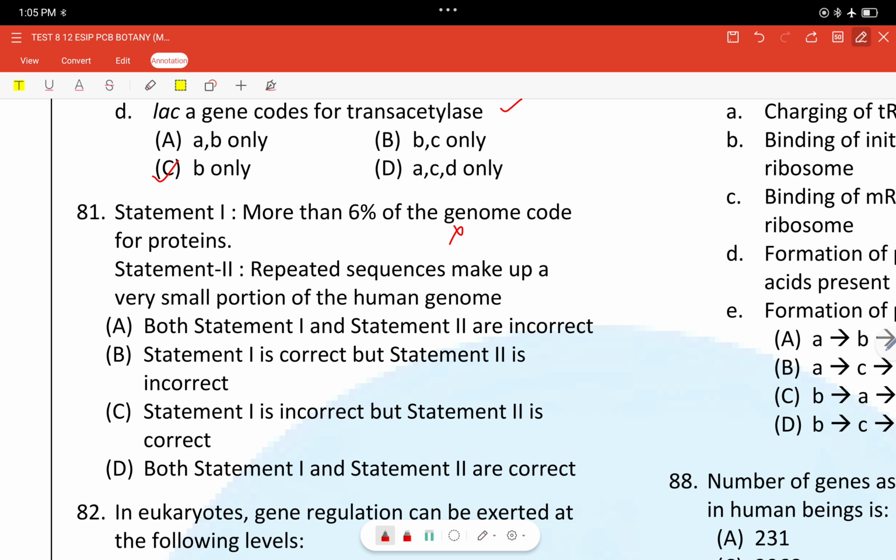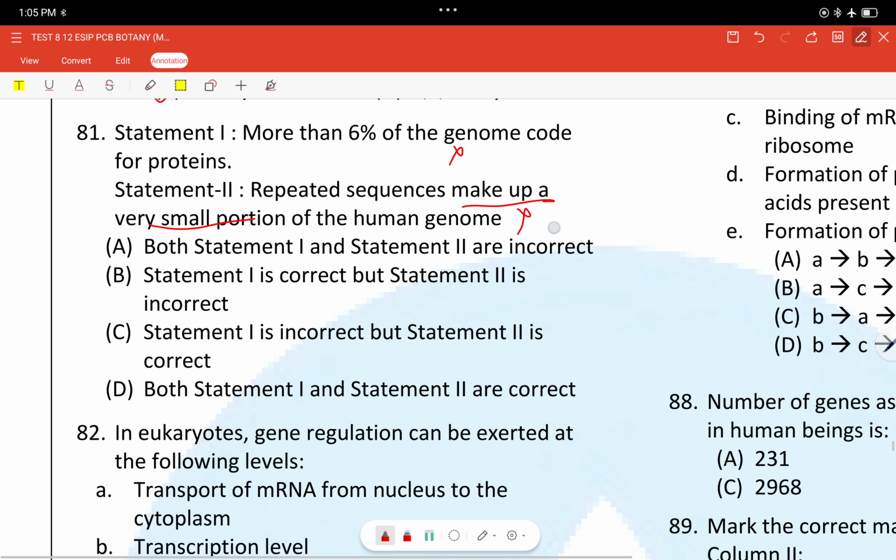Statement 1, more than 6%, it is less than 2% of the genome that code for any protein, so this is incorrect. Repeated sequence make up a very large portion of the human genome, not a small portion. So both the statements are incorrect.